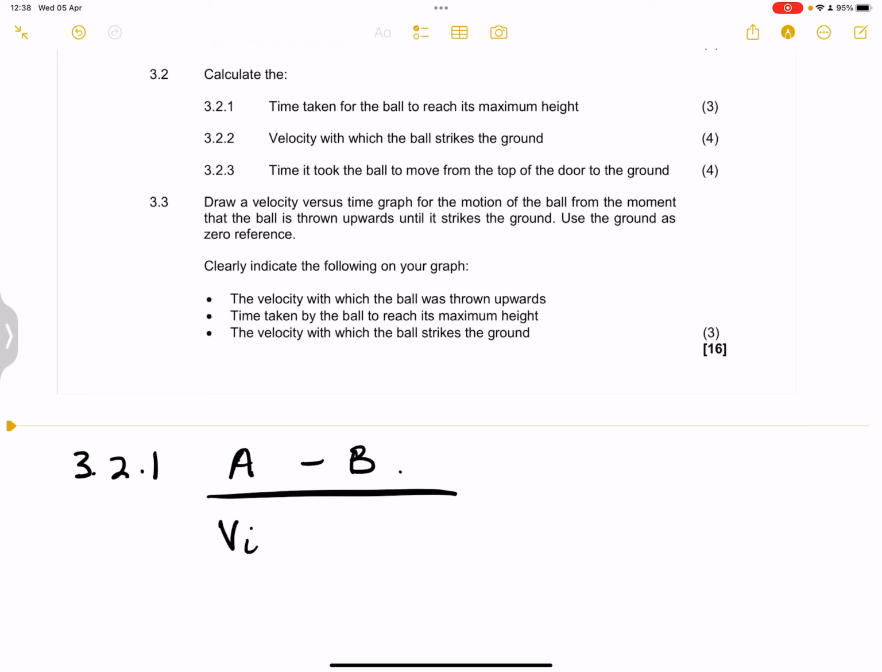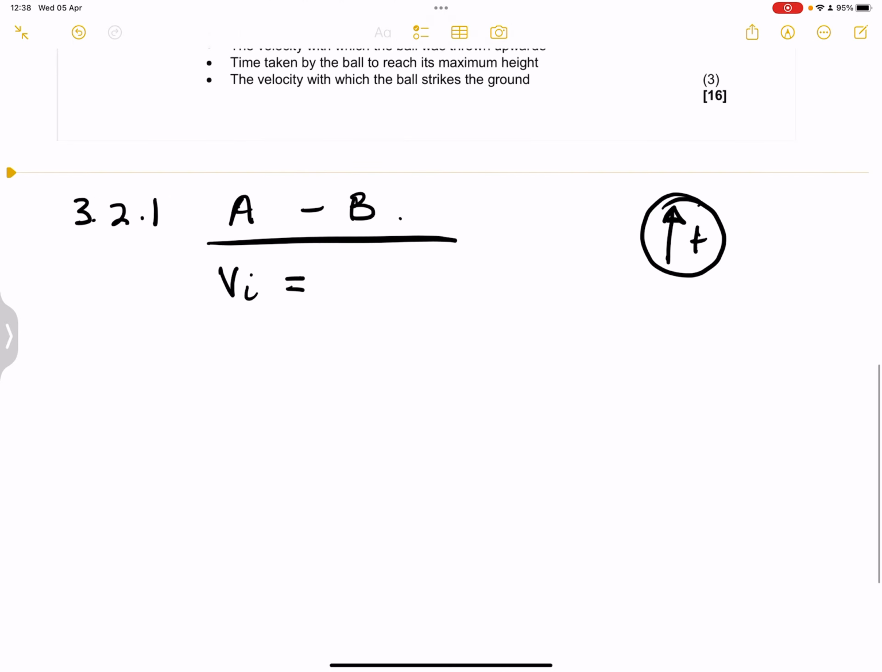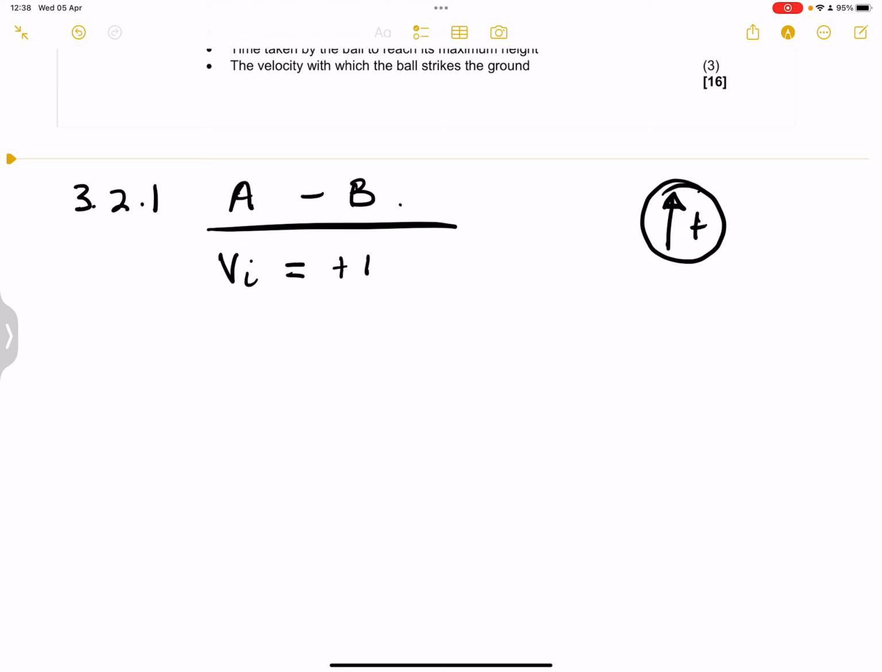What is our initial velocity? Please note, it's always good practice to choose a direction of motion. I'm going to take upwards as positive, meaning that anything going down will be negative. Our initial velocity is 12 meters per second going upwards, so that is positive 12 meters per second. The final velocity is the velocity at B. Remember that when it gets to maximum height, the ball stops momentarily, so that would be 0.